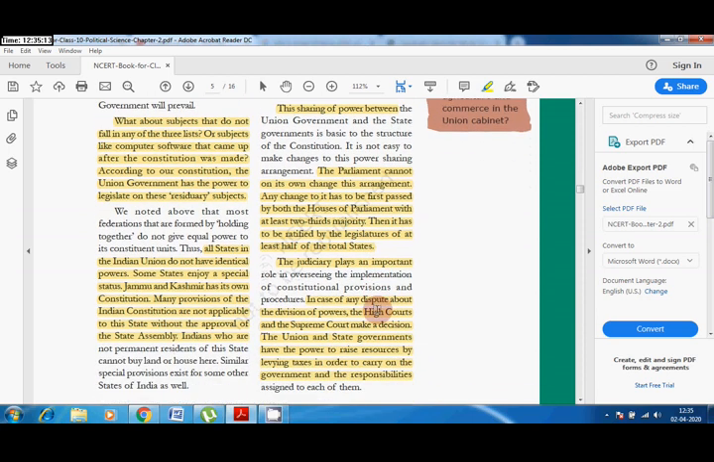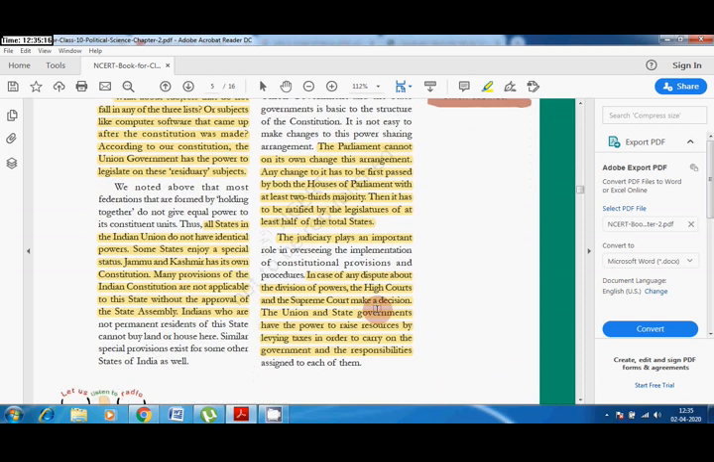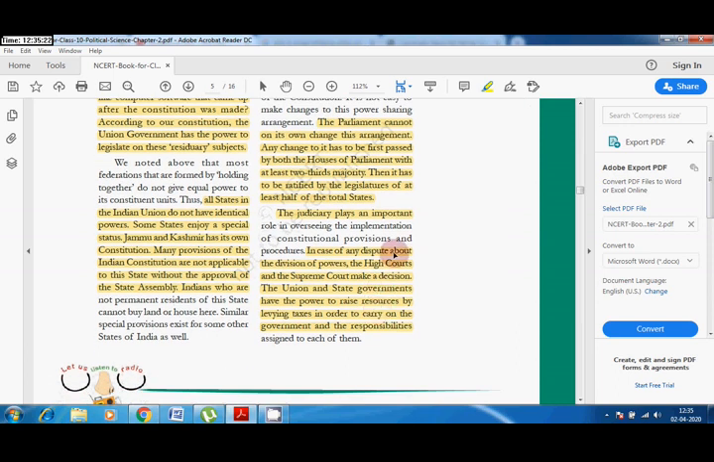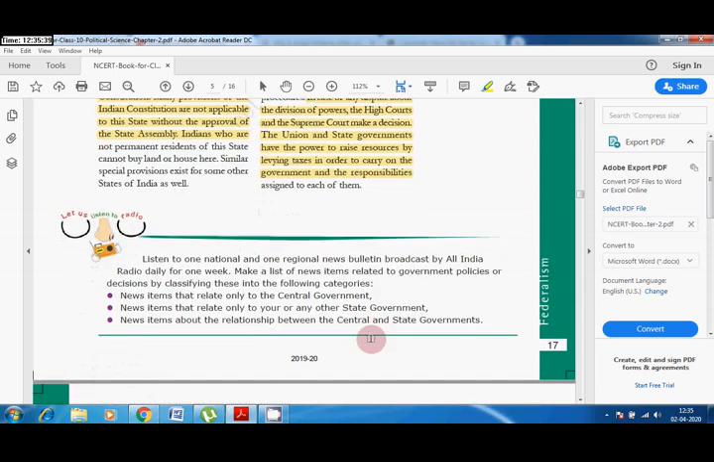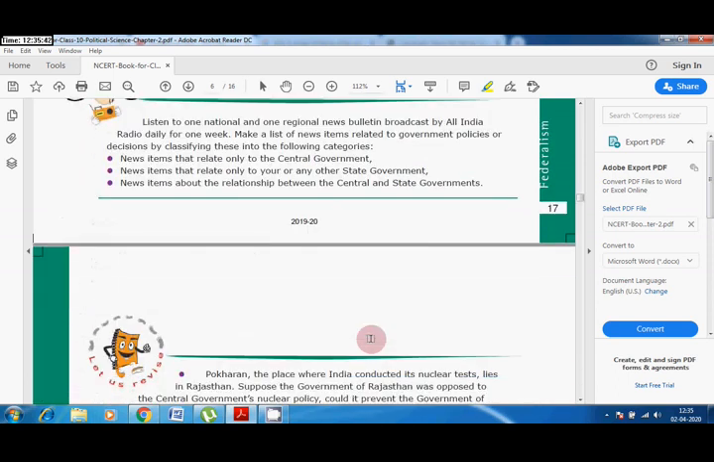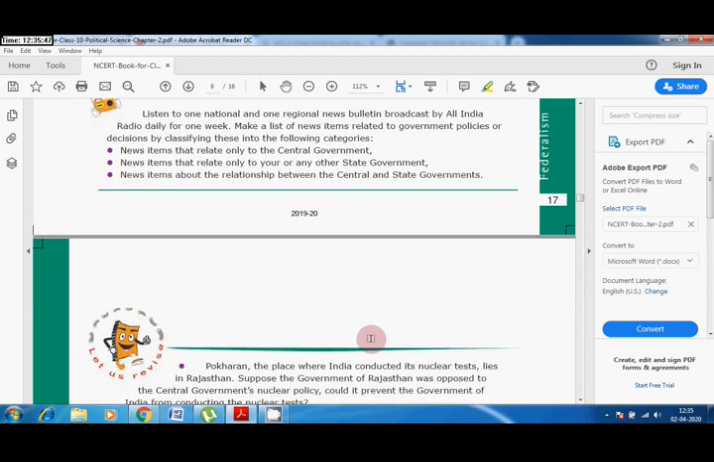Now, the Indian judiciary, like the High Court and Supreme Court, play a very important part in protecting the constitution. In case of any dispute about the division of powers, the High Court and the Supreme Court can make a decision. The union and state governments have the power to raise resources, that is, to raise funds by levying taxes in order to carry on the government and the responsibilities assigned to each of them. So now today we have seen that these are the important features that make India a real federal country where the powers are actually divided between the central government and the state government.